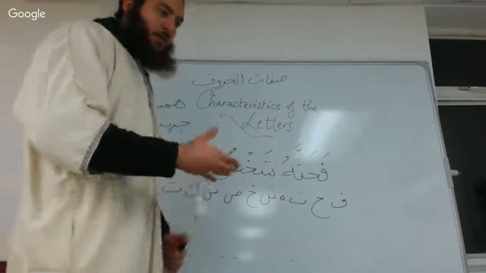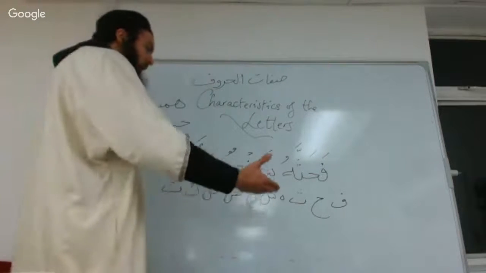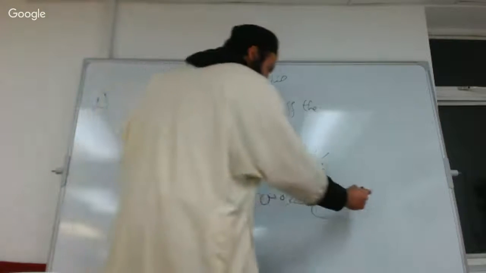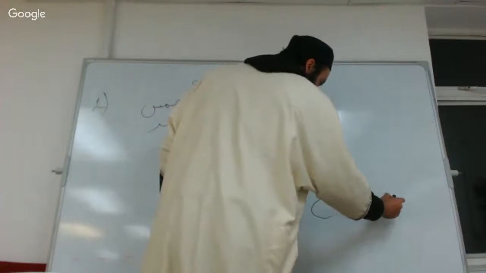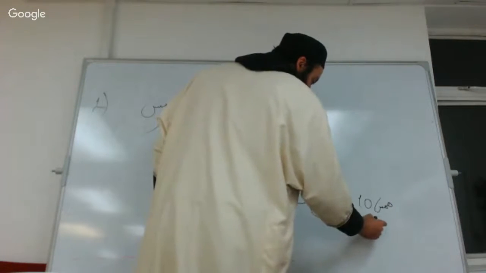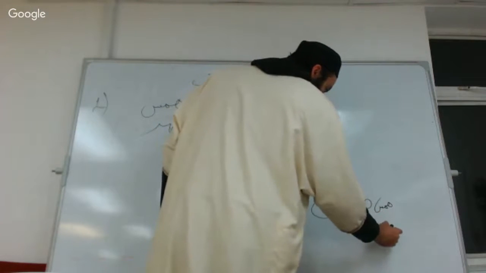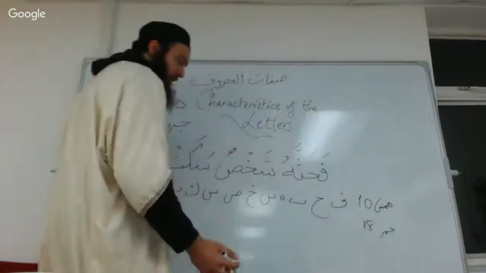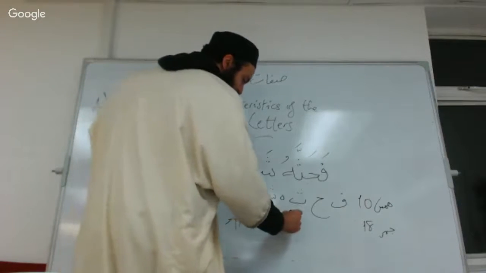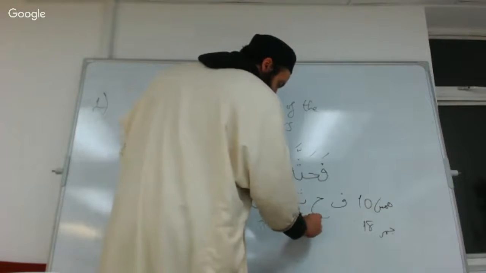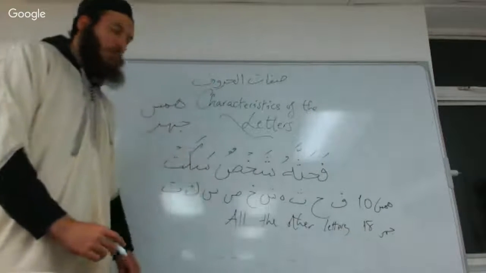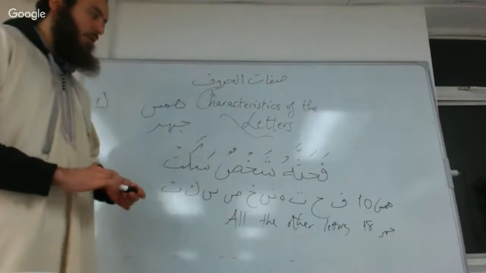The letters that have jahr, logically, are all the other ones but these 10. So 10 letters that have hams, and automatically there are 18 letters that have jahr. The letters that have jahr are all the other letters. The 18 letters other than those 10 have jahr.